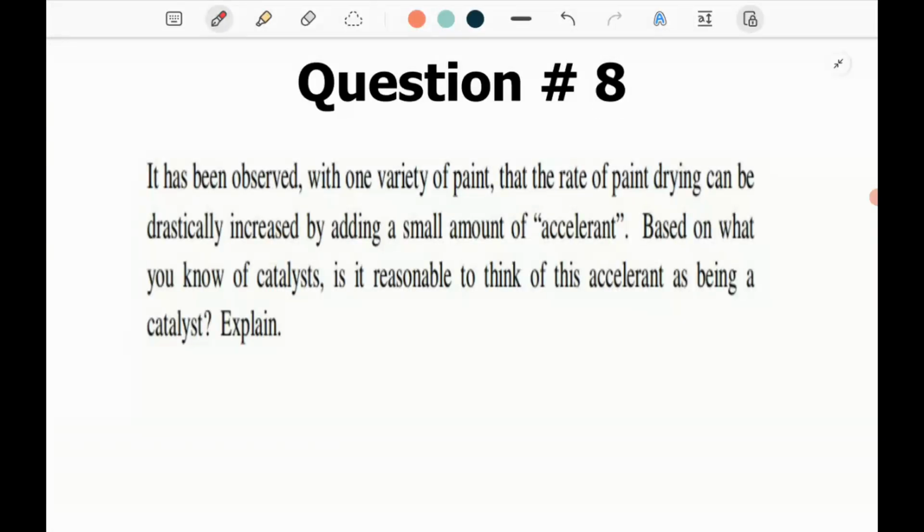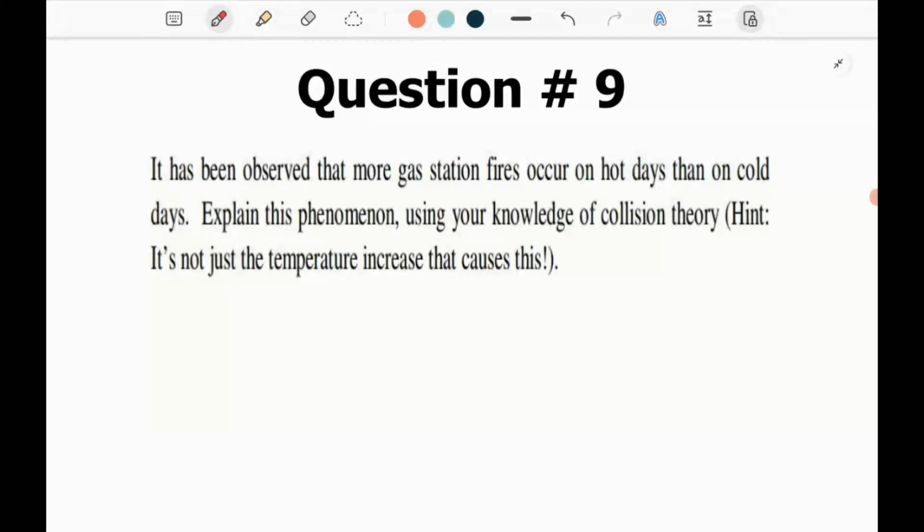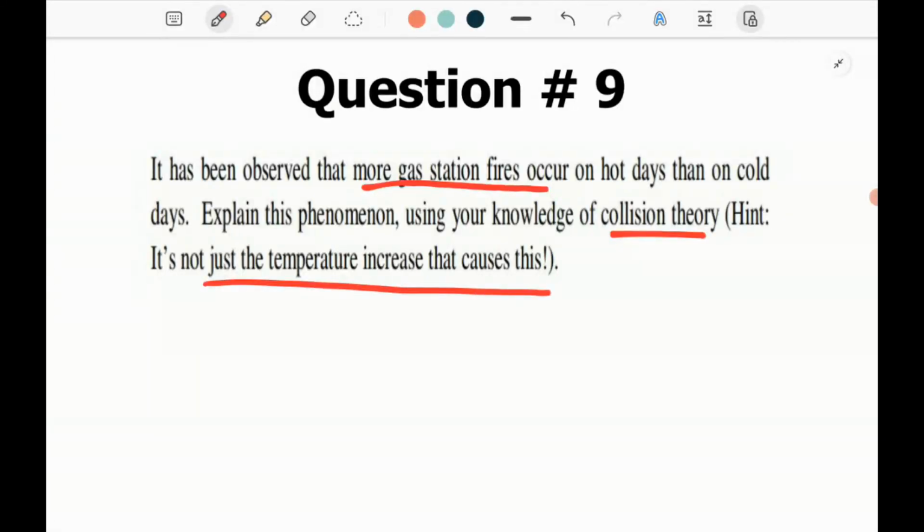Question number 8. It has been observed with one variety of paint that the rate of paint drying can be drastically increased by adding small amount of accelerant. Based on what you know about catalysts, is it reasonable to think of this accelerant as being a catalyst? Explain. It has been observed that more gas station fires occur on hot days than on cold days. Explain this phenomenon using your knowledge of collision theory. Here is a hint. It's not just the temperature increase that causes this fire.